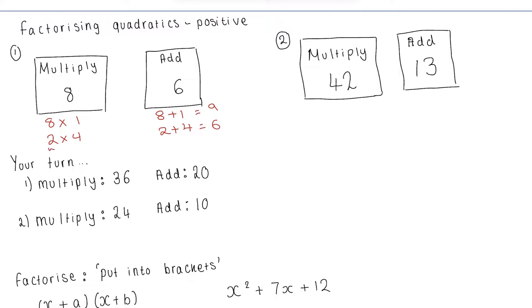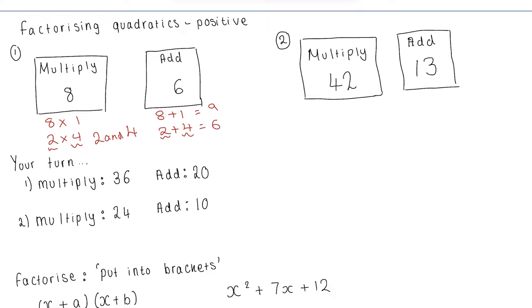So what I can see is when I times 2 and 4 together, it gives me 8, but when I add them together, it gives me 6. So 2 and 4 multiply to give me 8, but add to give me 6. Let's look at the next one.